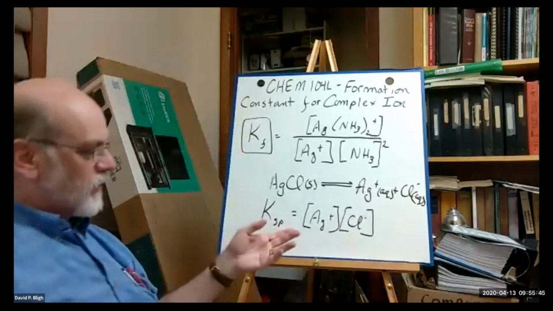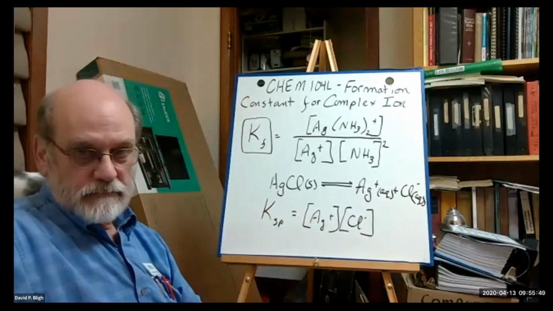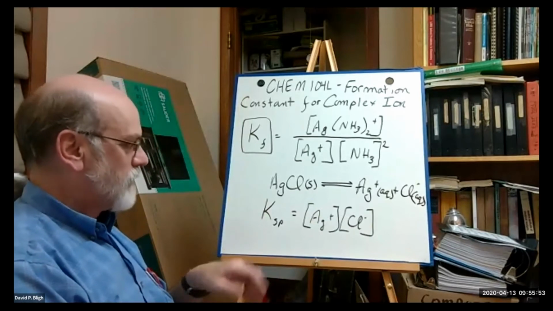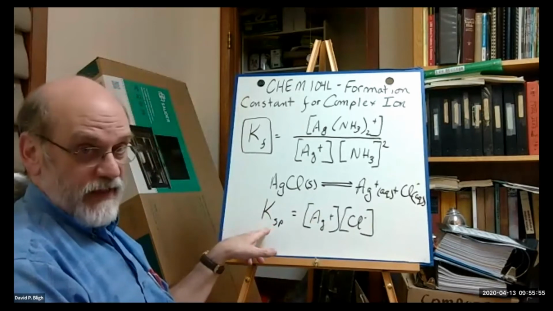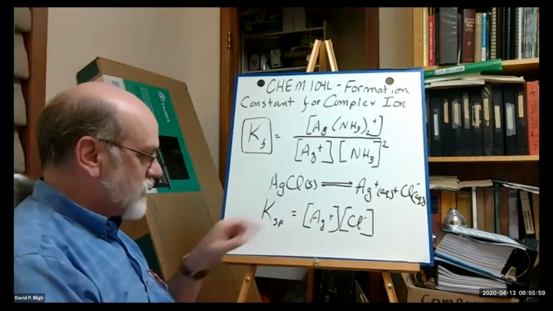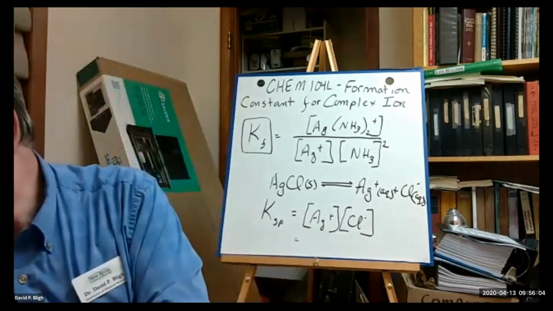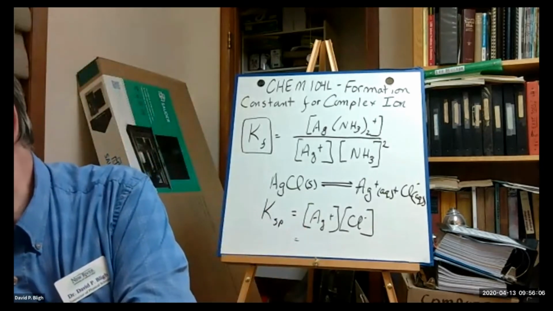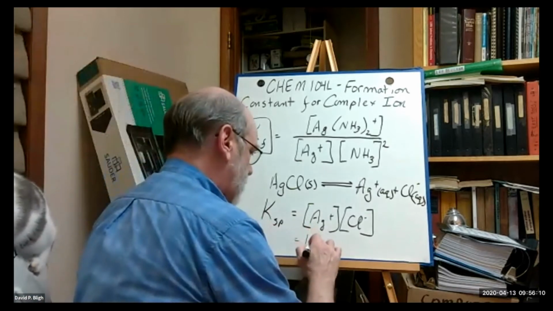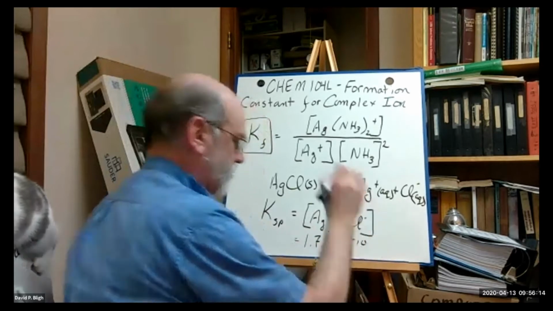What does that look like? It's a product. That times that. All right? So this has a known value. This is the unknown. This one is known. And it's given in your method, I believe, as 1.7 times 10 to the minus 10.